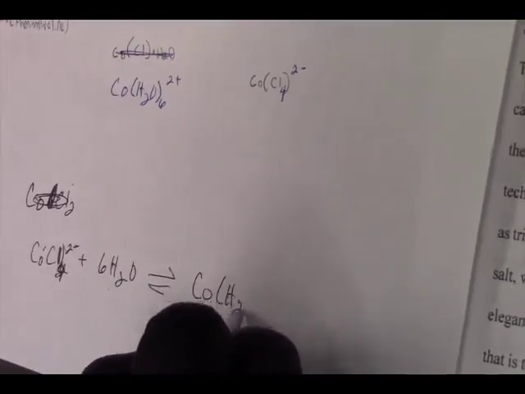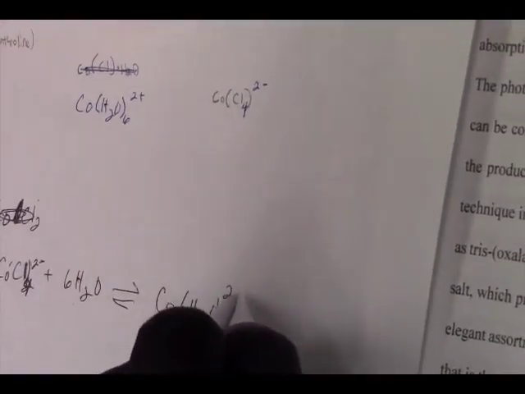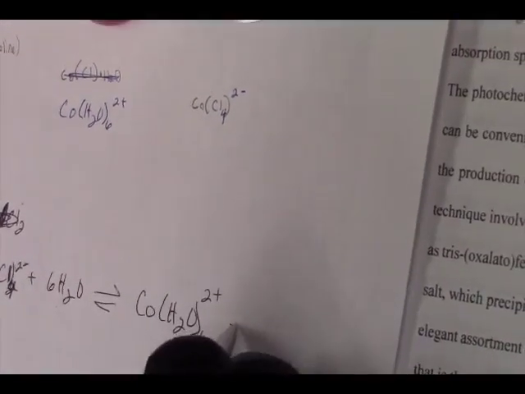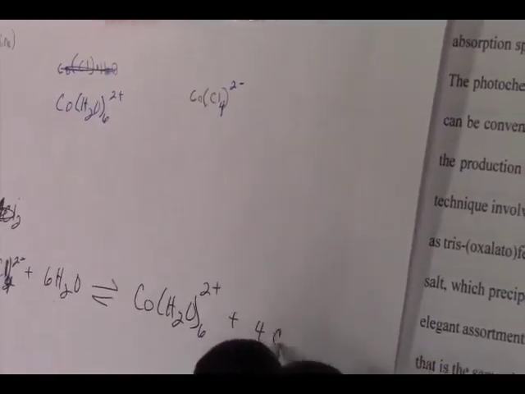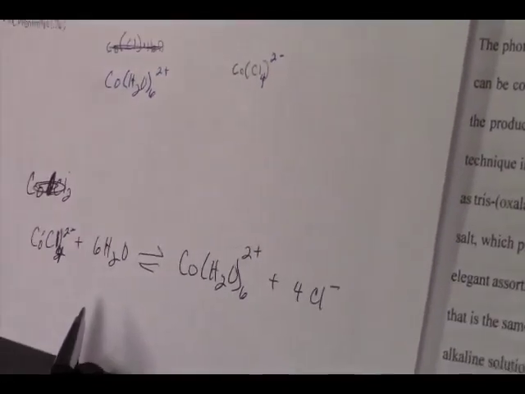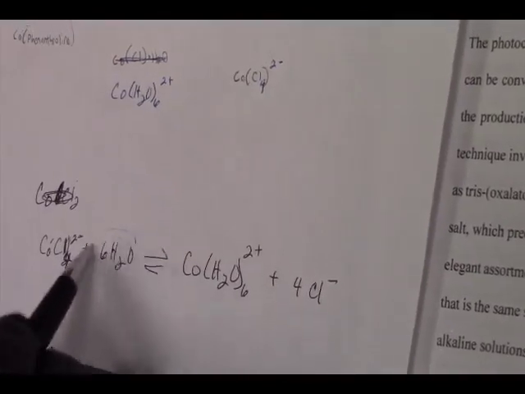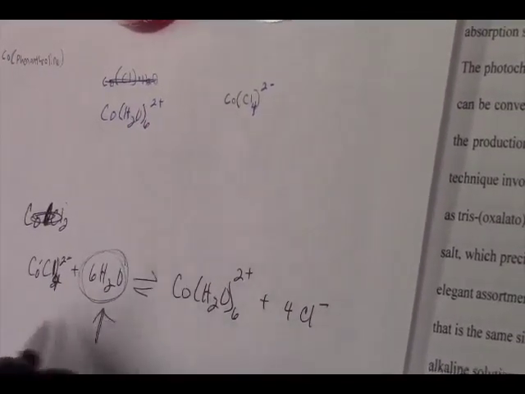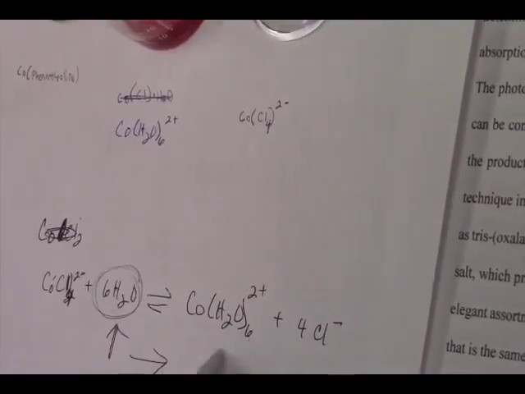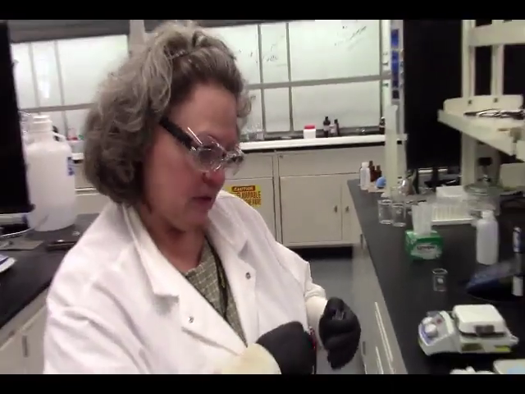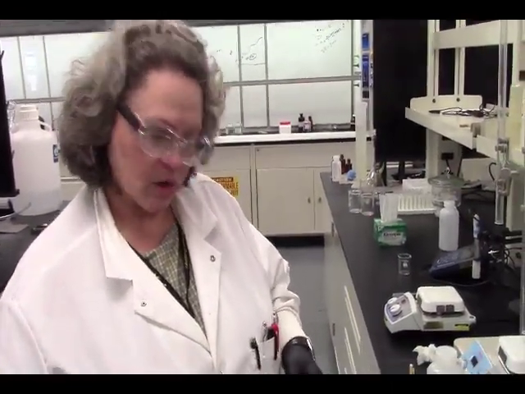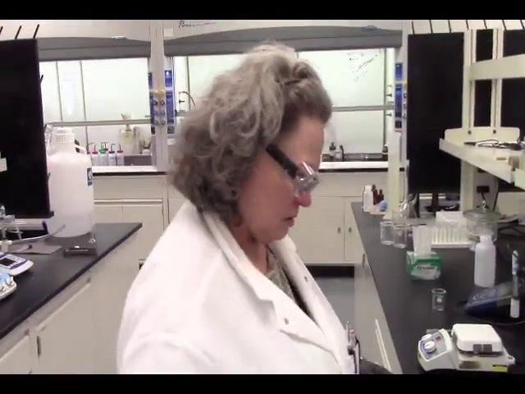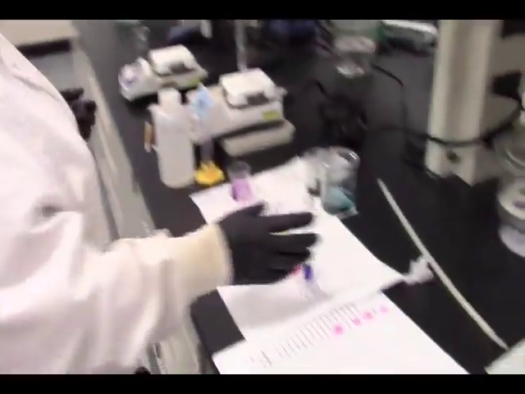I'm making a mess of this. But anyway, this is going to be 2 plus, 4 Cl minus. Okay. So once we added this bulk, we increase that concentration. Le Chatelier's principle shifts to the water complex side. That's how that works, because we had an overabundance of water compared to our cobaltous chloride complex. All right, so now we'll meet back at the UV.